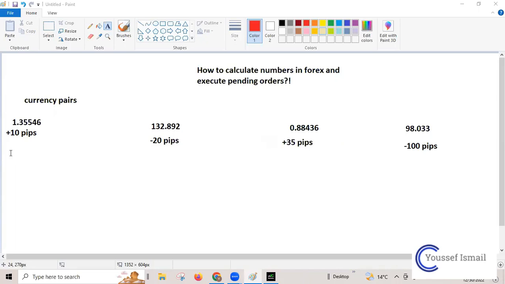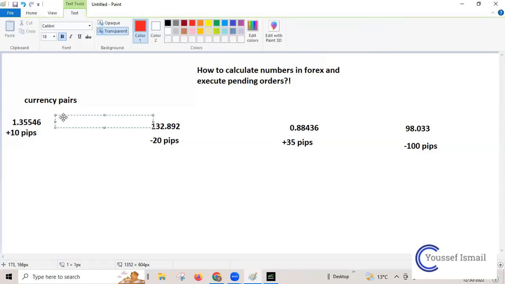Okay, in the first example from the left, we have a number and we need to add 10 pips to this number. So in order to add the 10 pips, we will need first to make a change in the number itself. What is that change? Is to move the decimal point to the right. How do we do that? We're going to move the decimal point to be before the last number from the right, like so.